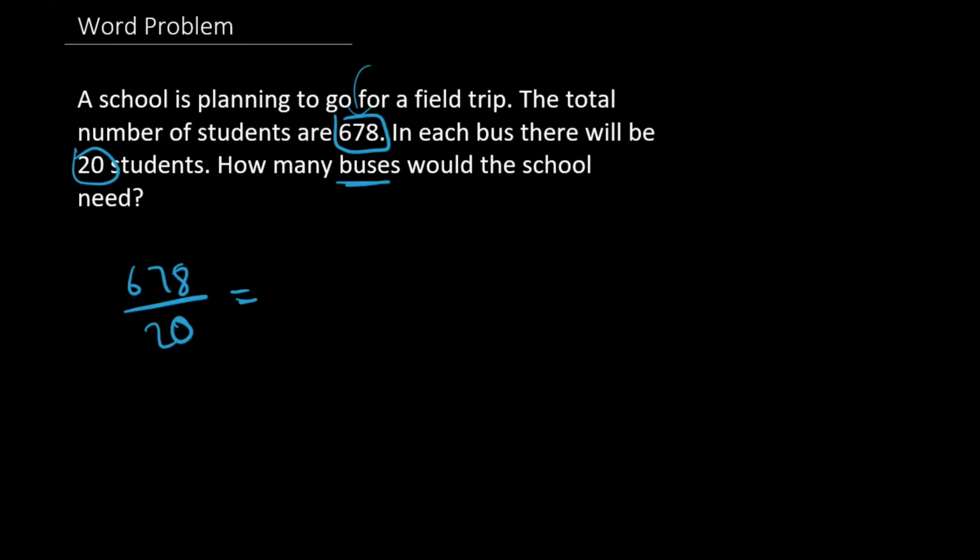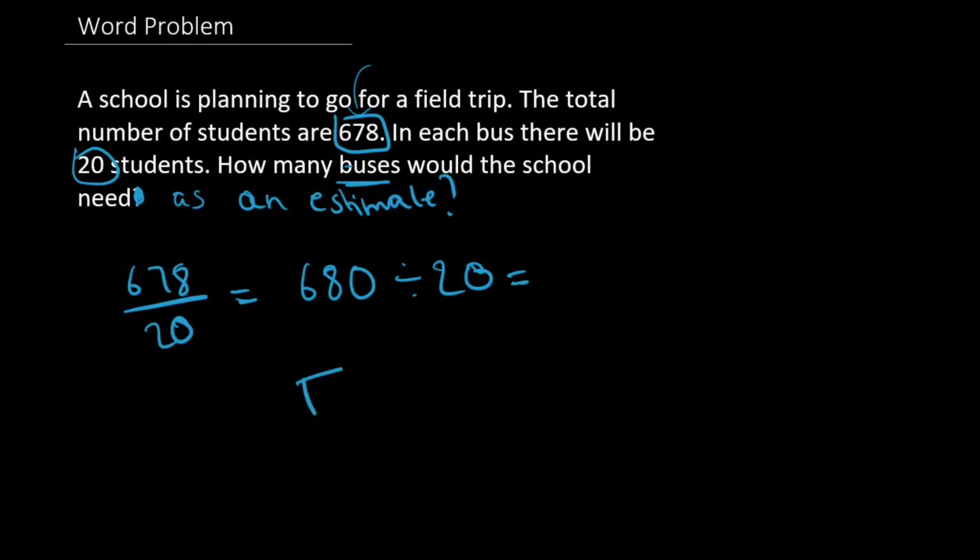So let's just estimate it. So let's just change this question: how many buses would the school need? And I would like to ask it as an estimate. I forgot to mention that, but as an estimate, 678 divided by 20. So we can turn 678 into 680, and then 680 divided by 20 will give us our estimate. So 680 divided by 20.